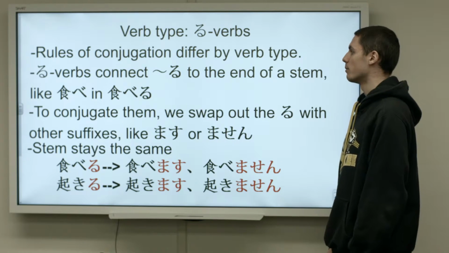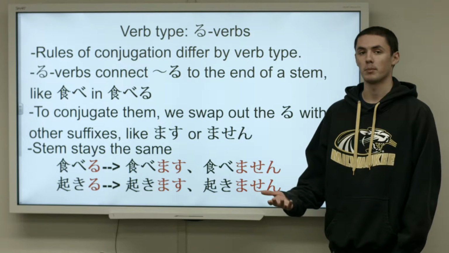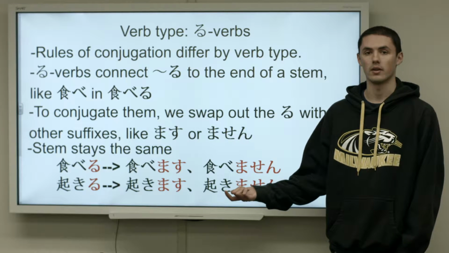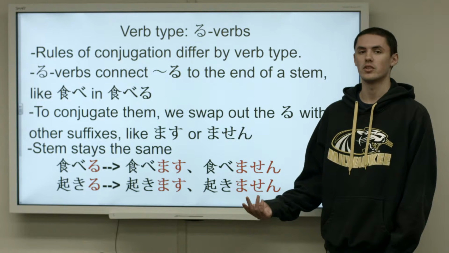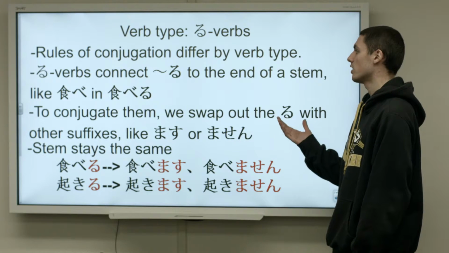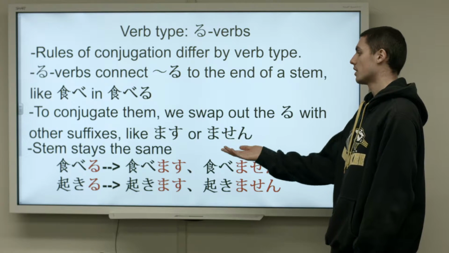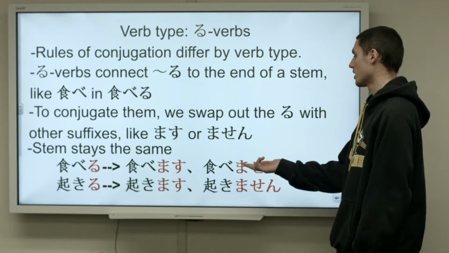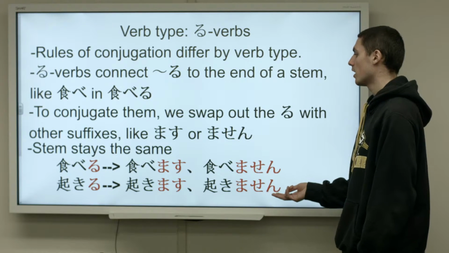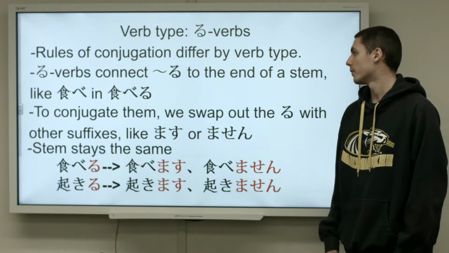The simplest would be the ru verbs. Those are basically a stem. For example, taberu, the stem would be tabe with ru at the end. So it's very simple. All you have to do is change the ru to something else. So in this case, we change the ru into mas or masen. So for example, taberu becomes tabemasu or tabemasen. Okiru becomes okimasu or okimasen. Here we can see that the stem never changes, but the ru does.